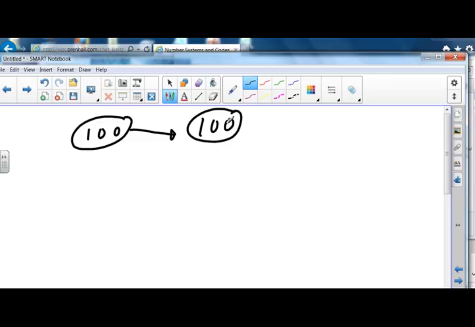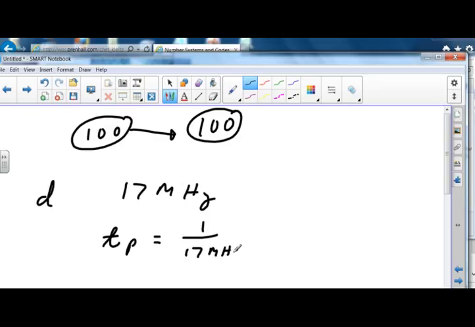All right, so now we're going to do D. 17 megahertz, and I want the period. So TP, the period, is 1 over 17 megahertz. Take out my calculator. 1 divided by 17 double E 6. Boom. 59, because I'm only going to keep two significant digits, nanoseconds.